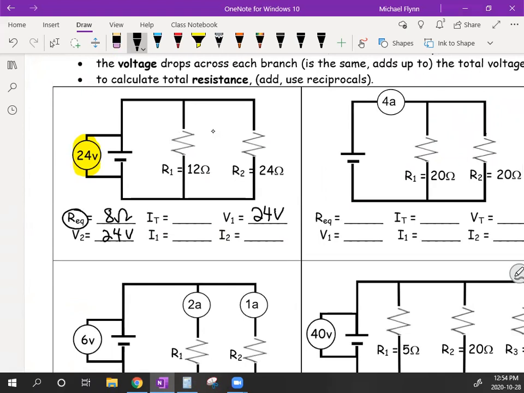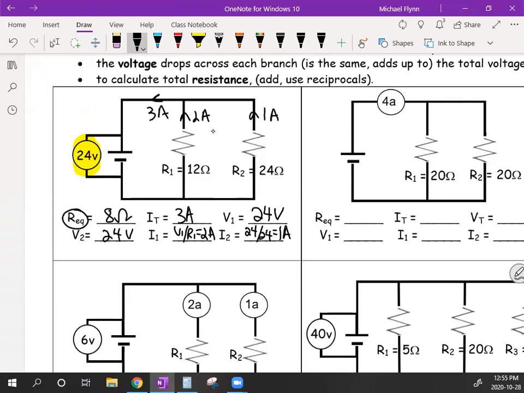Now let's fill in the current values. Here for I1, I'm going to get V1 over R1. Well, V1 is 24, R1 is 12, 24 divided by 12 is 2 amps. Now for I2, I'm going to get 24 over 24, so that's V2 over R2, that's 1 amp. So that means I've got 2 amps here, I've got 1 amp there, and therefore my total current must be 3 amps.